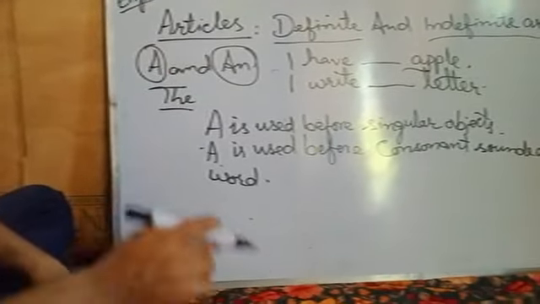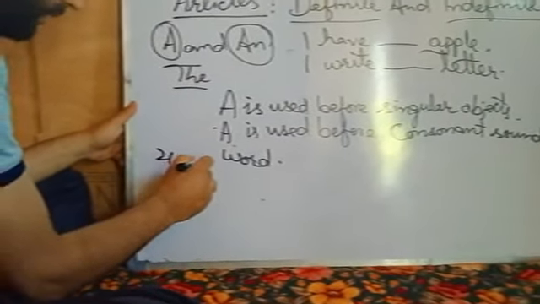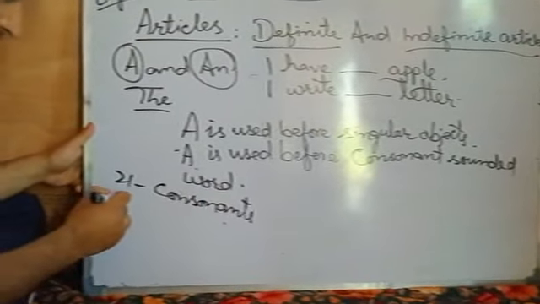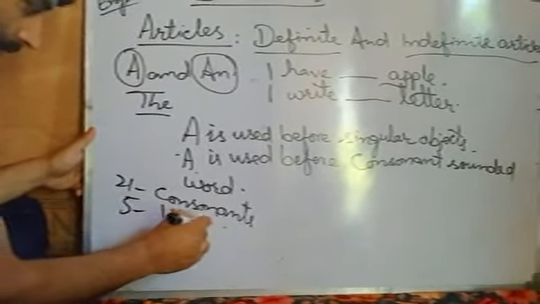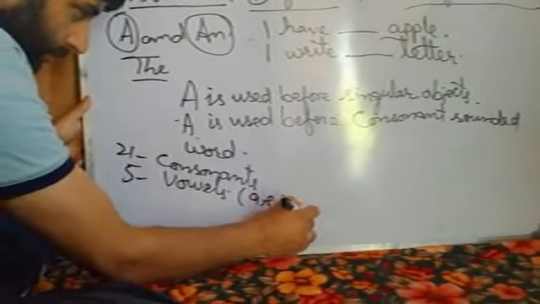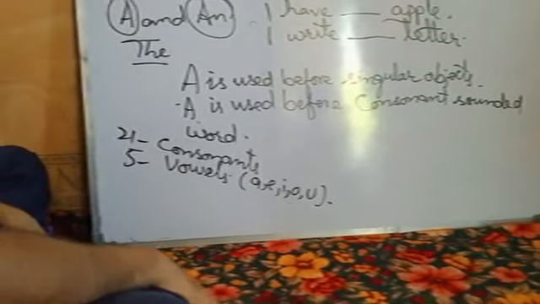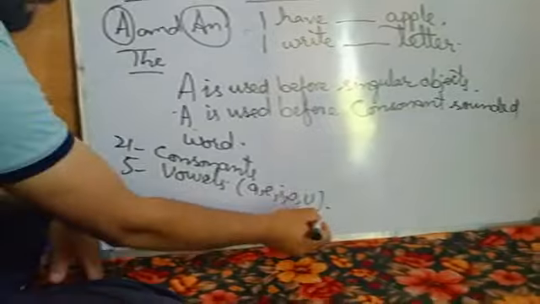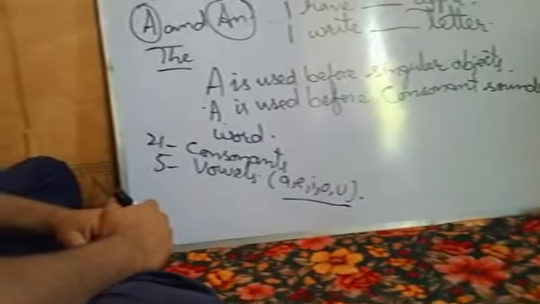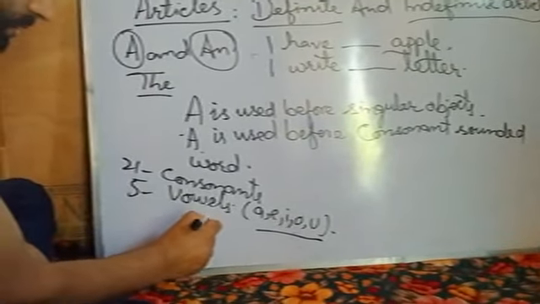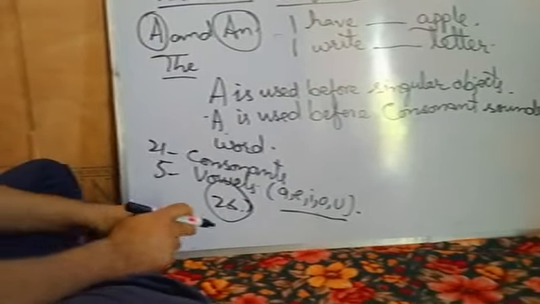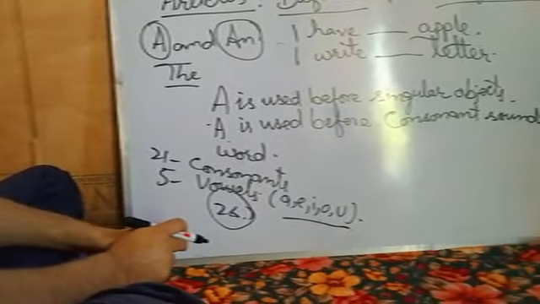From the beginning, we have learned that 21 are consonants and 5 are vowels. And these 5 are A, E, I, O, U. It is a traditional method because they appear before us when we begin learning. We have 26 letters or alphabets in English. Among 26, 5 are vowels and 21 are consonants.